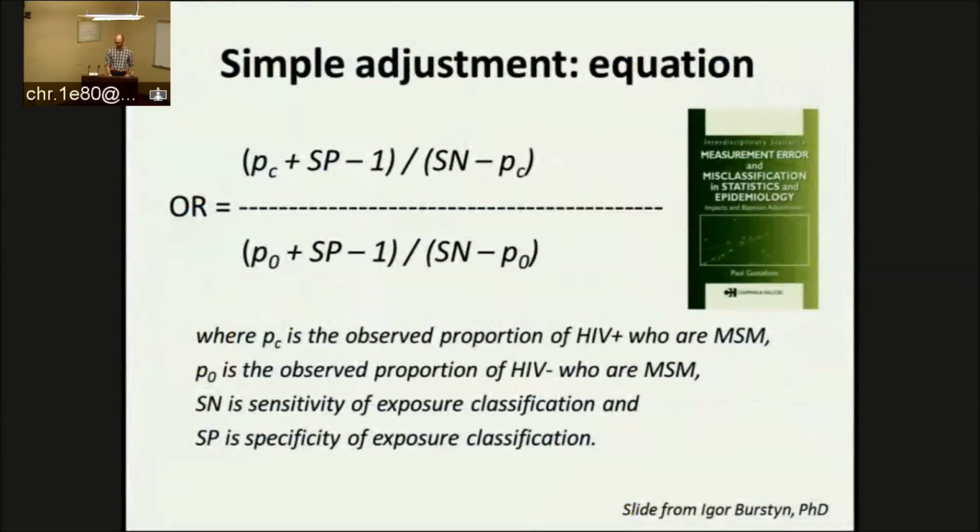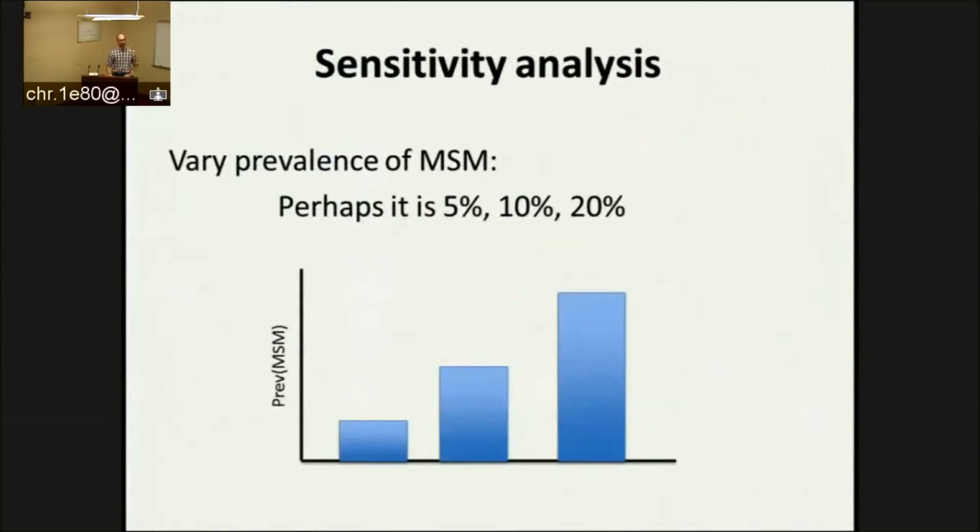And then, you can also do a sensitivity analysis. In sensitivity analysis, we're just going to vary the prevalence of MSM in our population. So, maybe we measured it at 1%. What if it was 5%? We believe that there's underreporting. What if it's 10? What if it's 20? So you go through these steps and you just vary it.